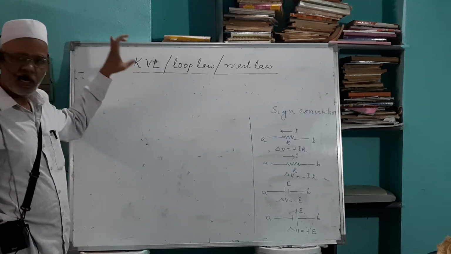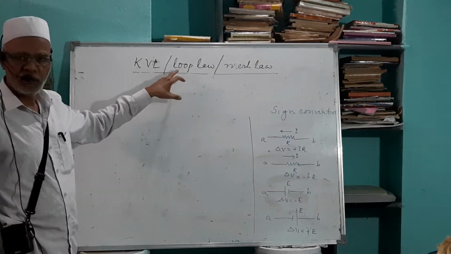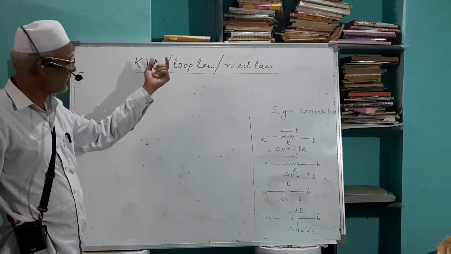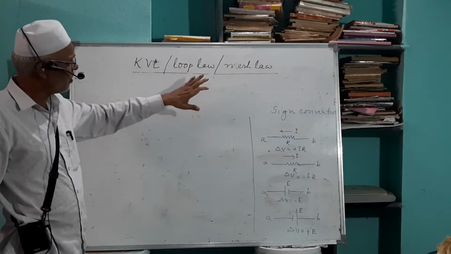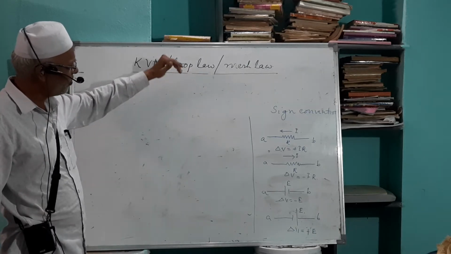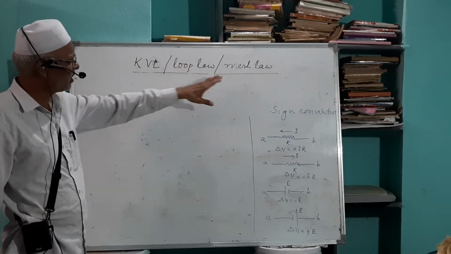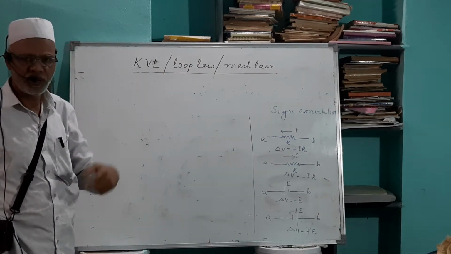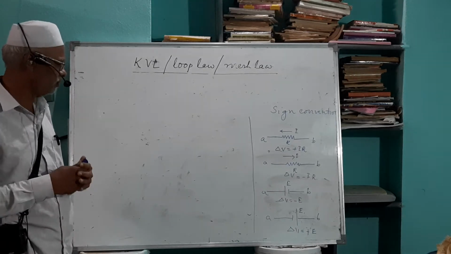So this KVL law is sometimes also referred to as the loop law. It is also referred to as the mesh law, because this law is applicable for the loop. Loop is nothing but the mesh. A mesh is a closed path for the flow of electric current.